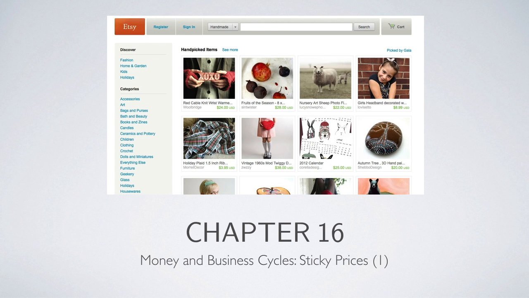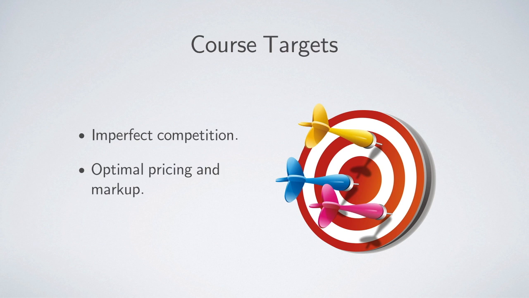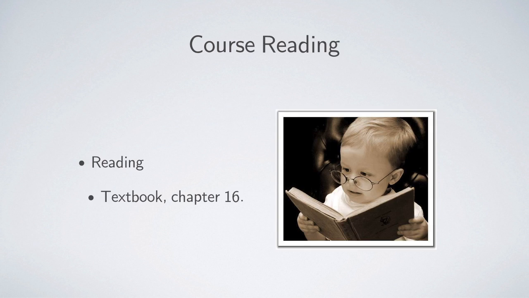Hi everyone, today we are going to move on to a new chapter which is about money and business cycle. There are several models, but we will only focus on the sticky price model. The course targets for this part are the understanding of imperfect competition, the optimal pricing and markup under imperfect competition, and then we are going to introduce the concept of sticky price. The reading for this part is textbook chapter 16.